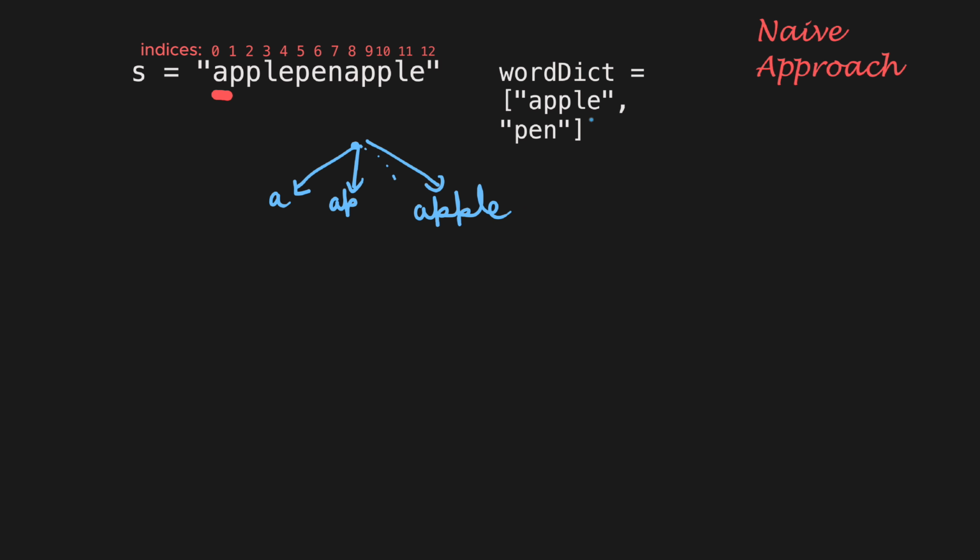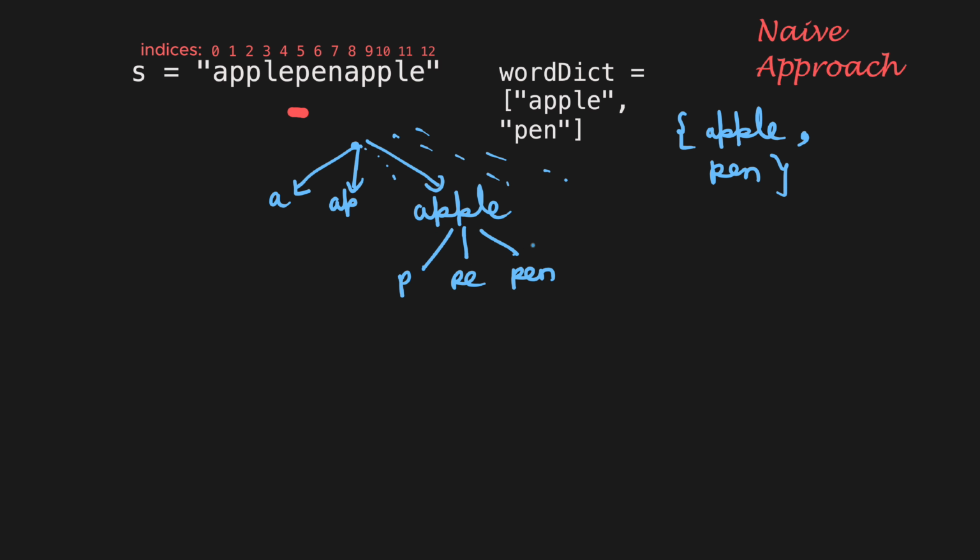And note that since the word dictionary is given to us as a list, to perform the fast O(1) lookups, we would convert this dictionary to a set before performing any lookups. And continuing further, we will create more prefixes like applep, applepe, and so on, but none of the prefixes exist in the word set. So we continue with the path where we identified the valid prefix apple and move to index 5. And again, starting from here, we attempt to construct all possible prefixes of increasing length like p, pe, pen, and so on.